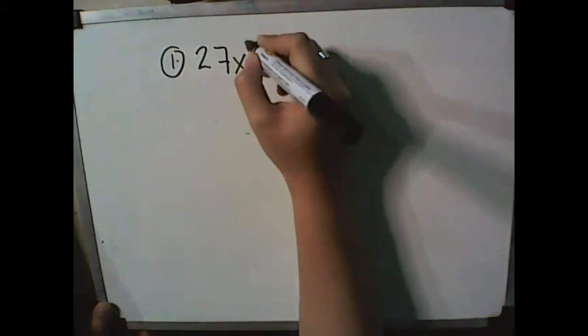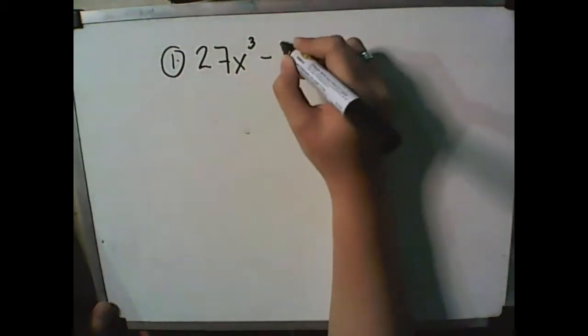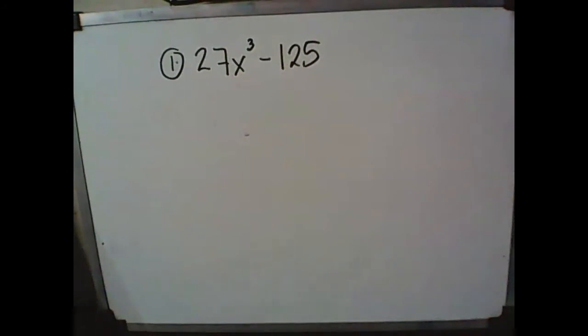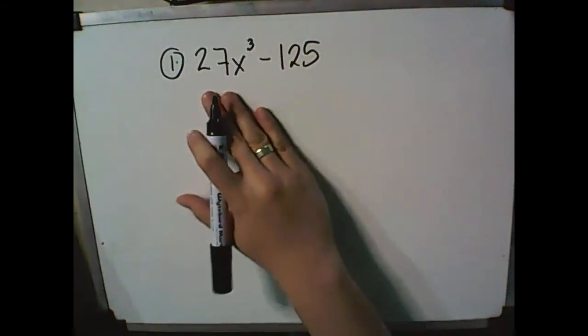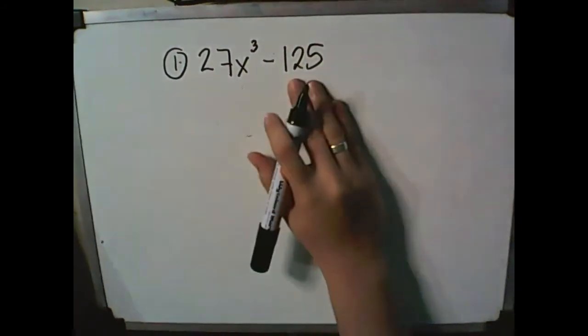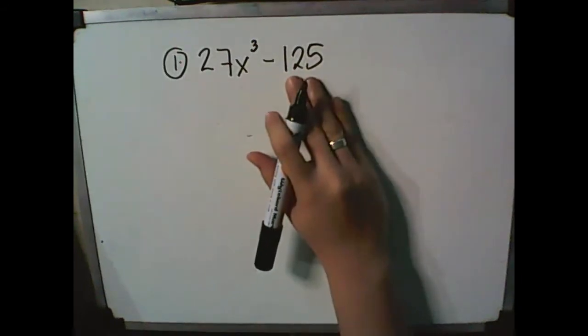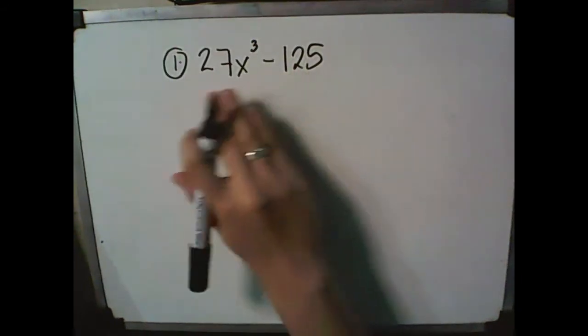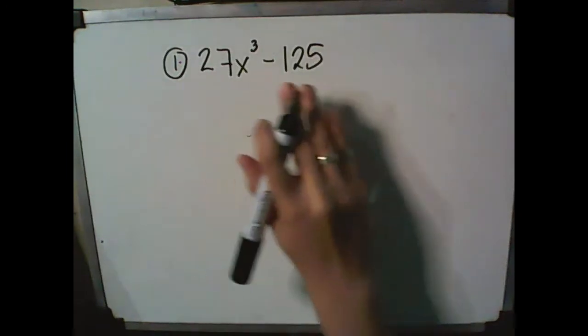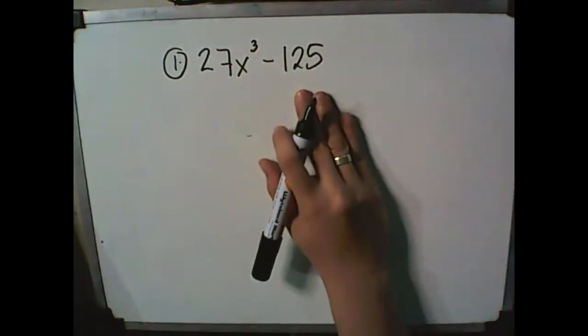27x cubed minus 125. Okay, so determine muna natin. The first thing, it must have two terms. Check. Meron tayong two terms. The first and the last is a perfect cube. 27 is a perfect cube and its variable is also a perfect cube. 125 is also a perfect cube.